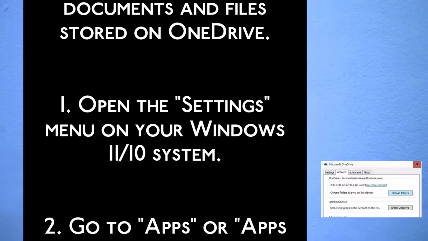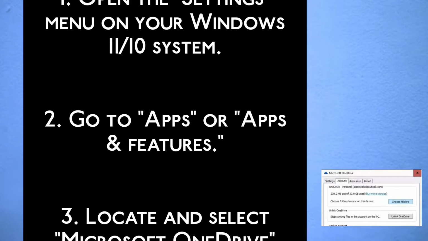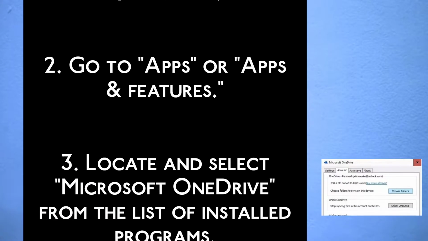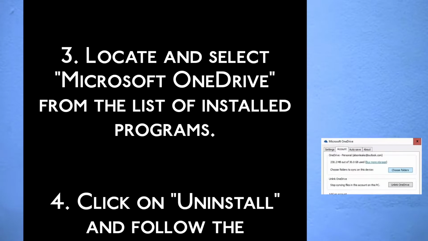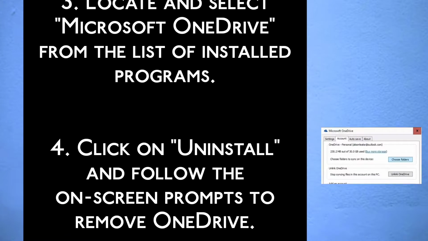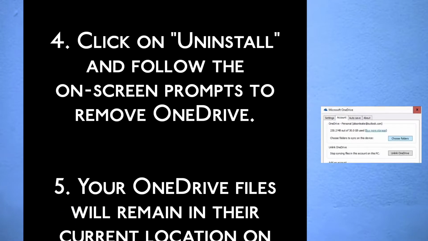Step 1. Open the Settings menu on your Windows 11 or 10 system. Step 2. Go to Apps or Apps and Features. Step 3. Locate and select Microsoft OneDrive from the list of installed programs. Step 4. Click on Uninstall and follow the on-screen prompts to remove OneDrive.